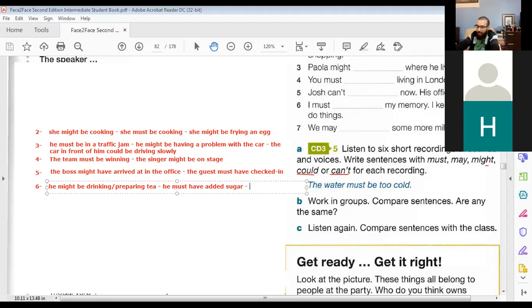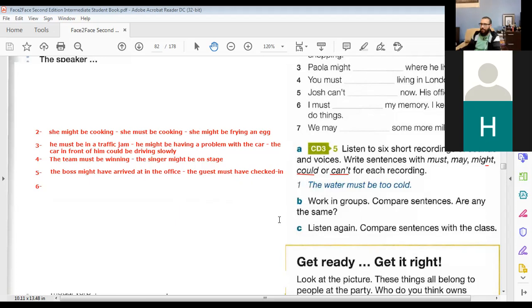We can say he must be stirring the tea, or coffee. Must be stirring the tea. So stirring is just moving the spoon in the tea or coffee. All of these are okay.